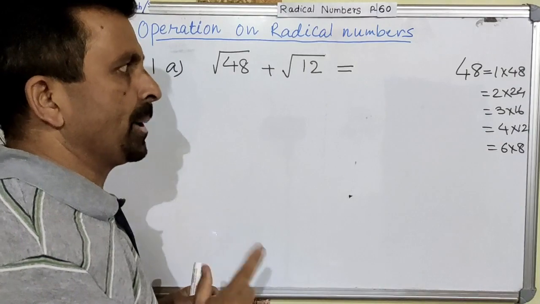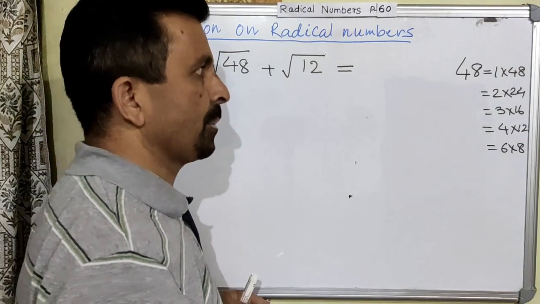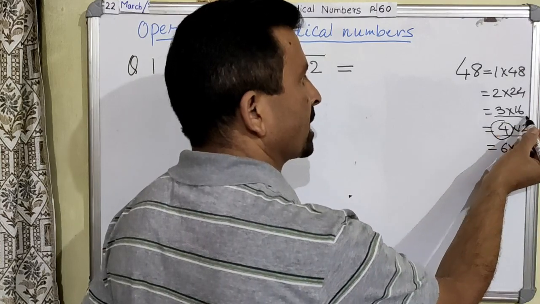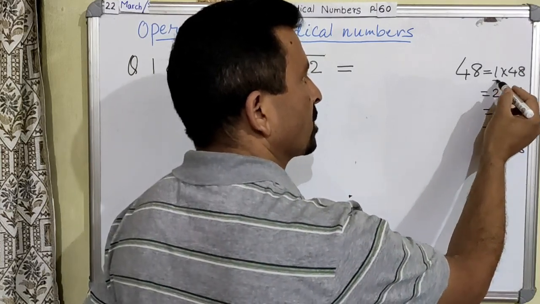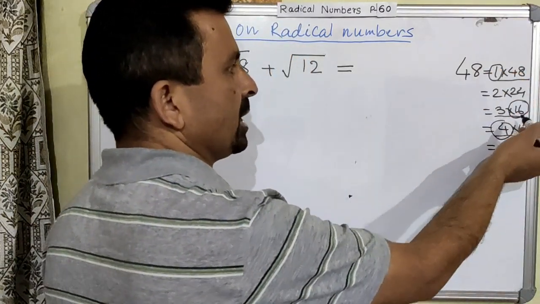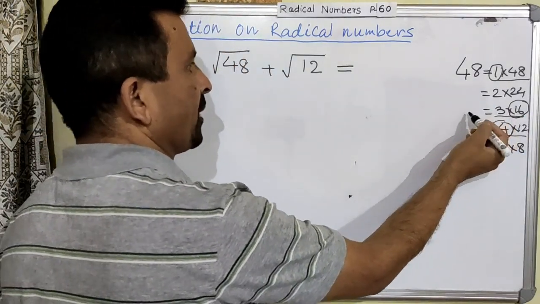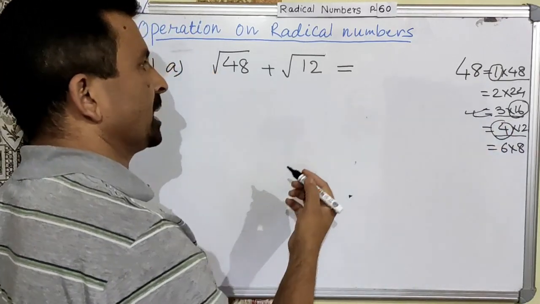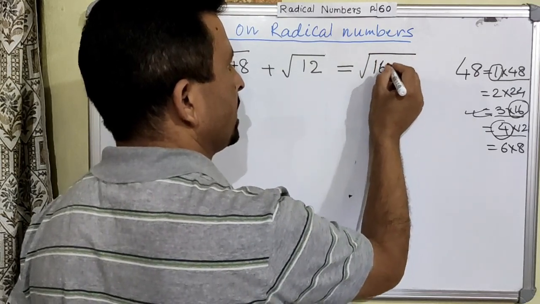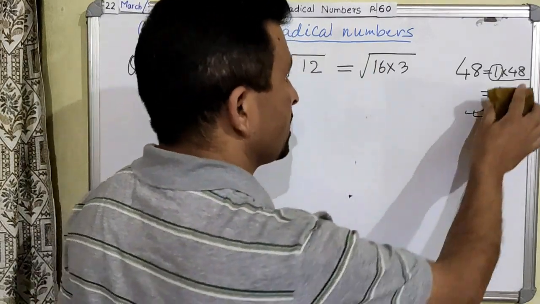Now from here we will choose one pair of factor which will have the biggest perfect square. This pair of factor has this as the perfect square, this pair of factor has this as the perfect square, and this also has a perfect square 1. Clear? Now out of all the three, 16 is the biggest perfect square. So we will choose this pair of factor to replace this, and therefore we can write this as root over 16 into 3. Is it very clear? So the first radical number is simplified.